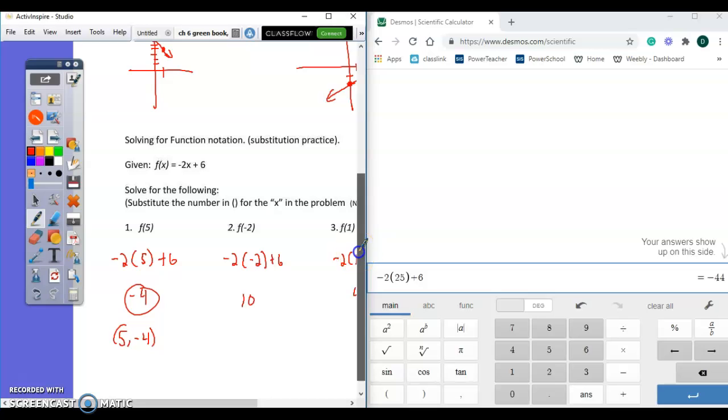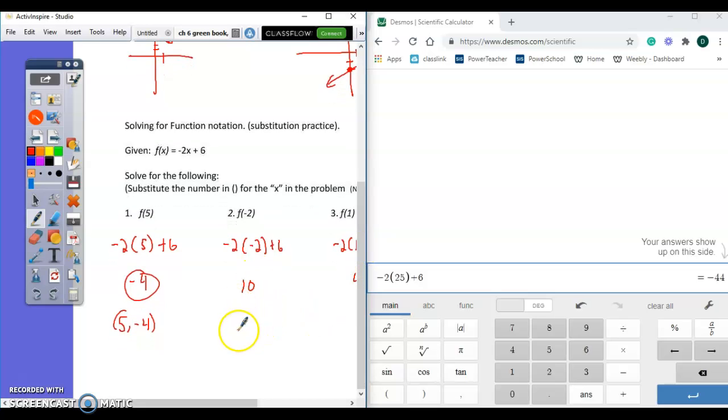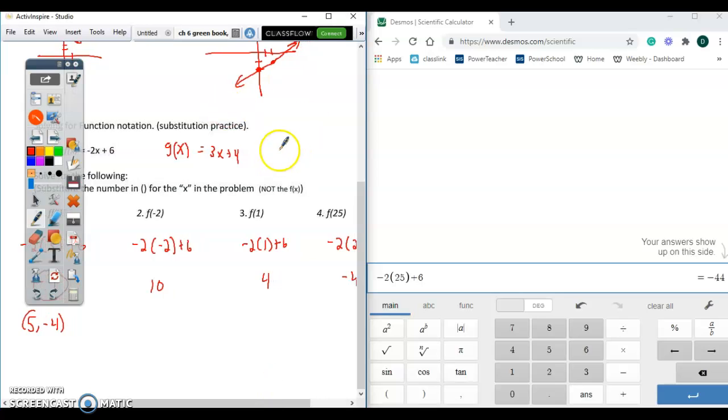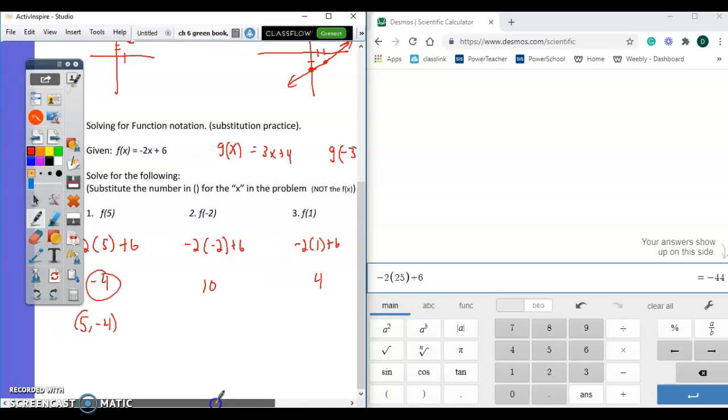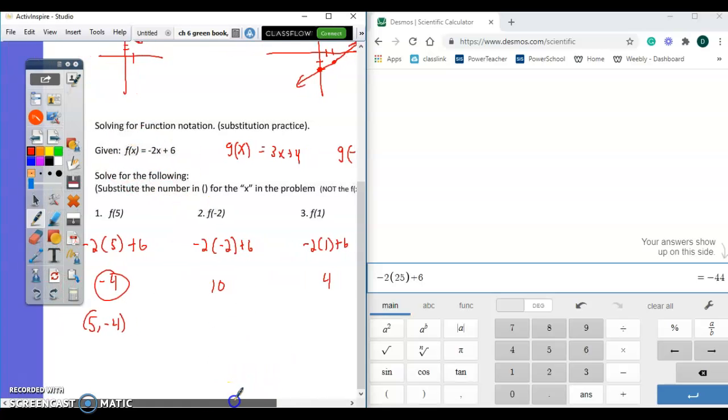All right, so you're going to see things, also, where they could say g of x equals 3x plus 4. So you would not put the f function into the g of x, you would look for something that has a g of x function. So an example of something I'm going to substitute in for g of x would be maybe g of negative 3. So this would go with this problem because it's a g of x, not the f of x problem. So be aware of that.